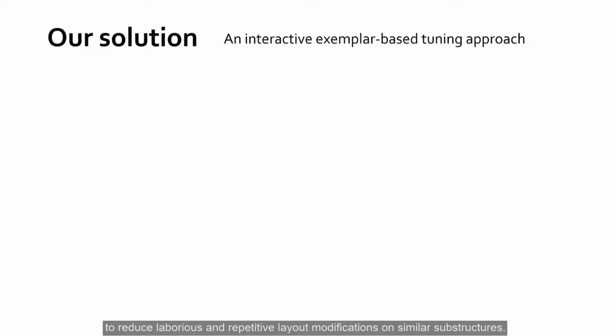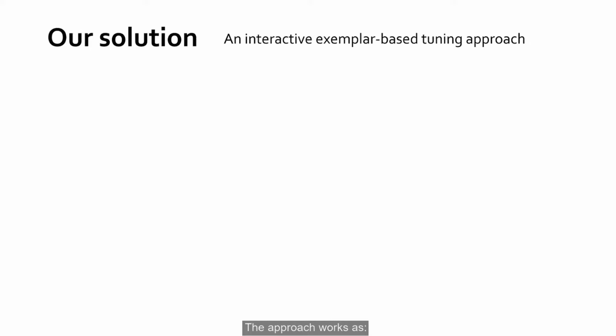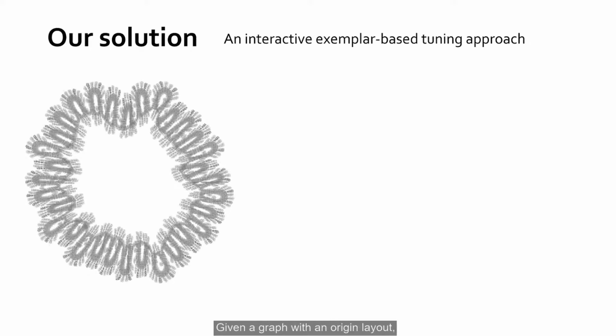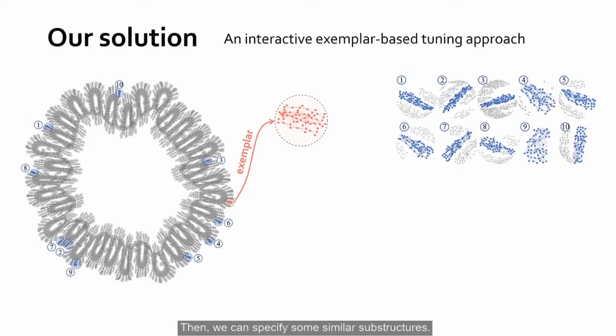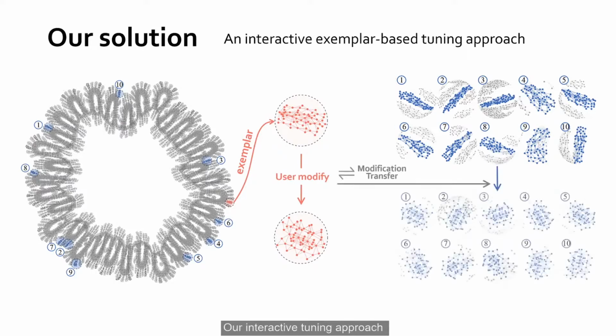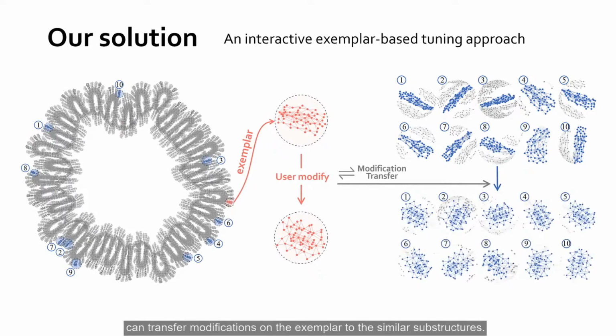similar substructures. The approach works as follows: given a graph with an original layout, we can first specify a substructure as an exemplar. Then, we can specify some similar substructures. According to our preference, we modify the exemplar into a new layout. Our interactive tuning approach can transfer modifications on the exemplar to the similar substructures. Next, I will explain its details.